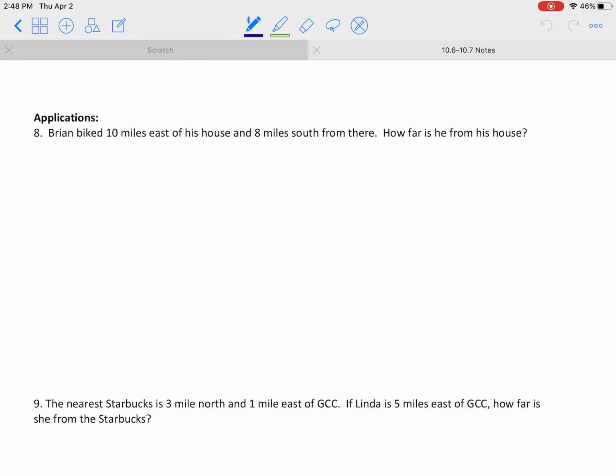What we're going to do on this last page here is look at a couple of applications, trying to decide which of the formulas is going to be best to help us solve. All right, so in number 8, Brian biked 10 miles east of his house and 8 miles south from there. How far is he from his house?